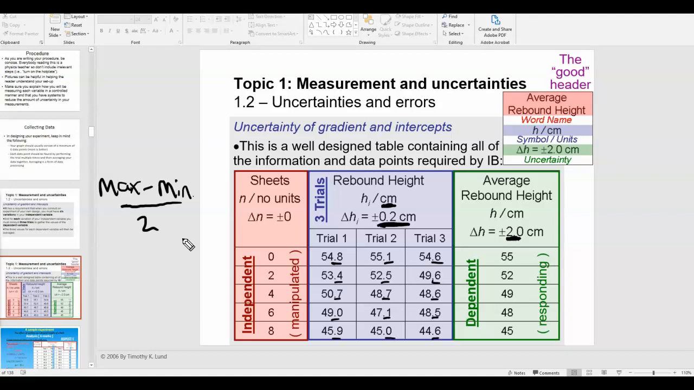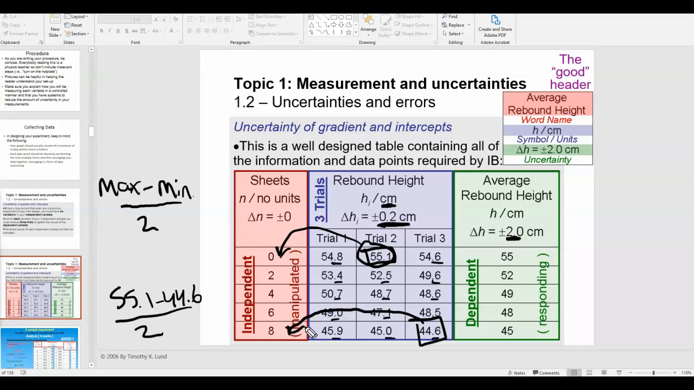Now, people always do this wrong, so let me be very, very clear what I mean. When I say the maximum value minus minimum value, I don't mean the highest value overall minus the lowest value overall, which would be this one. It does not make sense to do 55.1 minus 44.6 divided by 2. That doesn't make any sense. Why does that not make any sense? Because this measurement goes with this independent variable, 0 sheets. This measurement goes with this number of sheets of paper. That's not how you do the half range method.